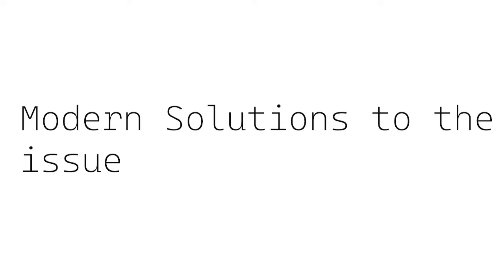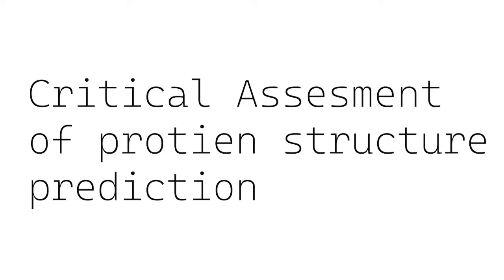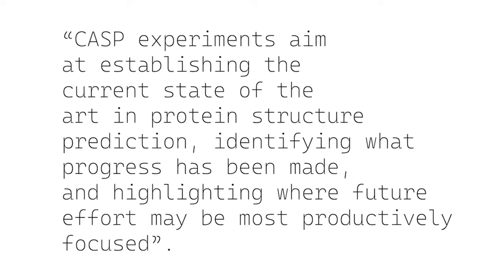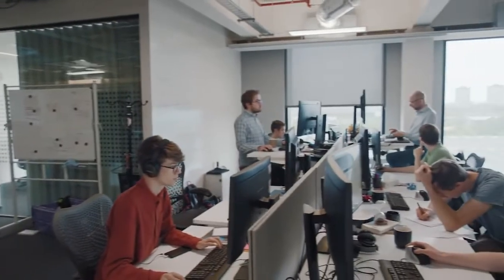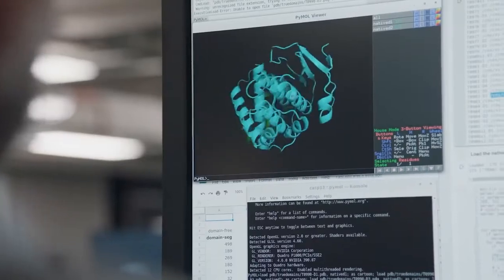Perhaps the most famous event surrounding protein folding is the CASP Competitions. The CASP Competitions, which stand for Critical Assessment of Protein Structure Prediction, is a competition that takes place every 2 years. According to their website, CASP experiments aim at establishing the current state of the art in protein structure predictions, identifying what progress has been made, and highlighting where future effort may be most productively focused. The competition is open to the whole world and seeks to move the field of protein folding technology forward.